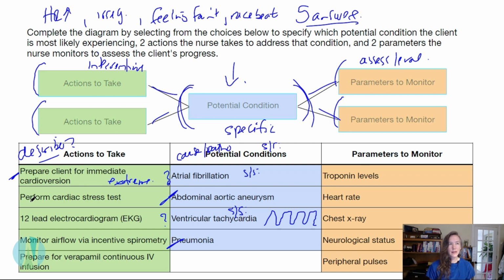Well, it sounds like they already are having a dysrhythmia, especially when I look at my answers. Obviously, they're having a dysrhythmia. Is this going to help the patient? No, it's not going to help them. In fact, it'll probably make them worse. So we don't need to do that.